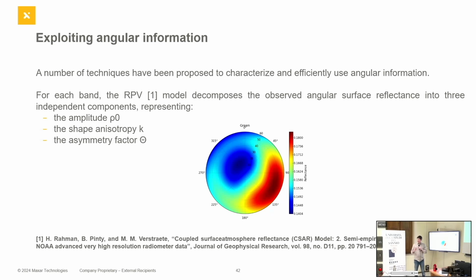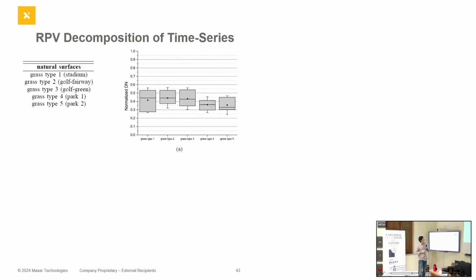We can go even further. We can actually do machine learning, like very simple machine learning, but we can do machine learning. So there's this model called RPV. Here's the publication. The RPV modeling decomposes the spectral response through time into different components. It's the amplitude, the shape anisotropy, and the asymmetry factor. Basically it tells you what is the shape of this BRDF object, okay? Those 3 components.